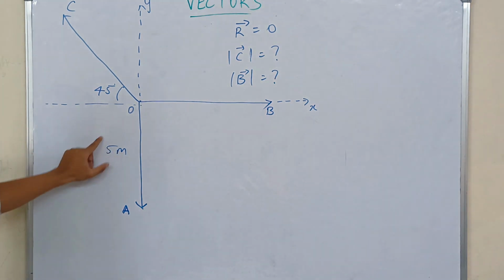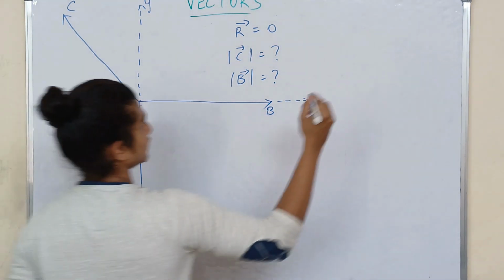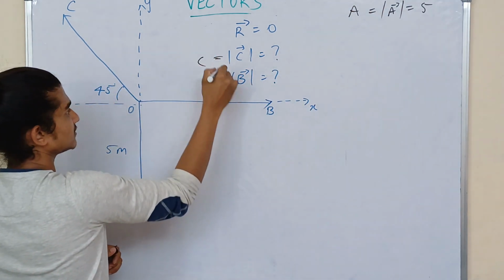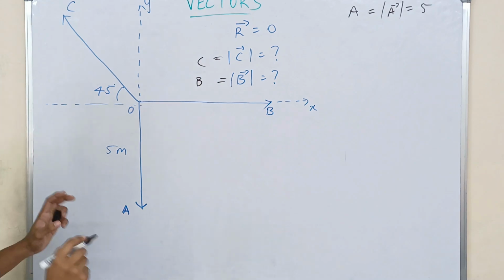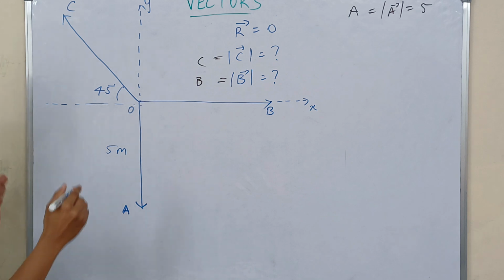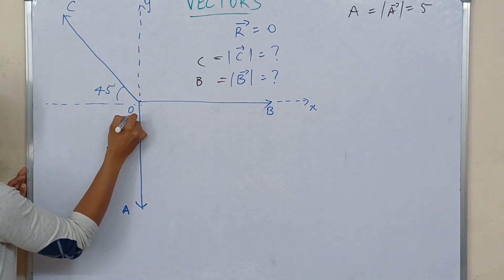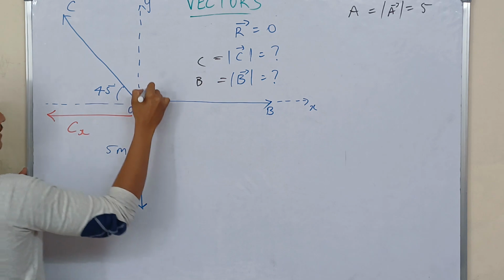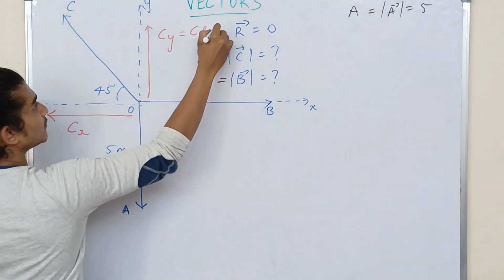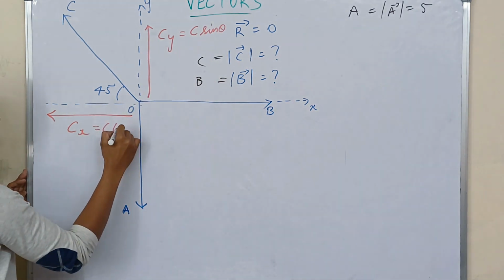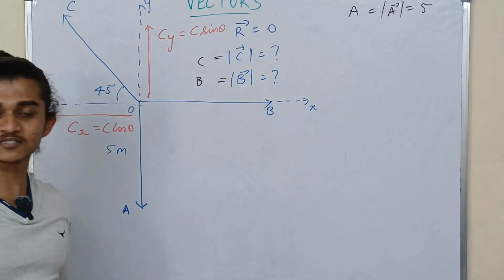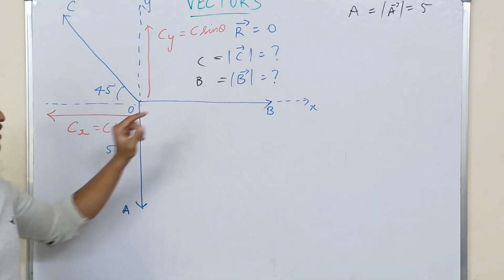Now the magnitude of a vector is given, which is equal to 5 meter. So let us write it over here. The magnitude of a vector is equal to 5. So simply I'm going to write this as a, this as c, and this as b. Now the first thing I need to do is resolve c vector. As I told you, you can resolve it along x and y axis. So this is going to be my cx and this is going to be my cy. As you know, cy is equal to c sine theta, whereas cx is going to be c cos theta.